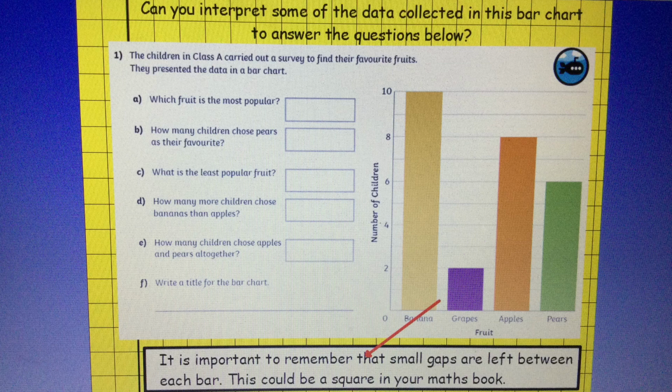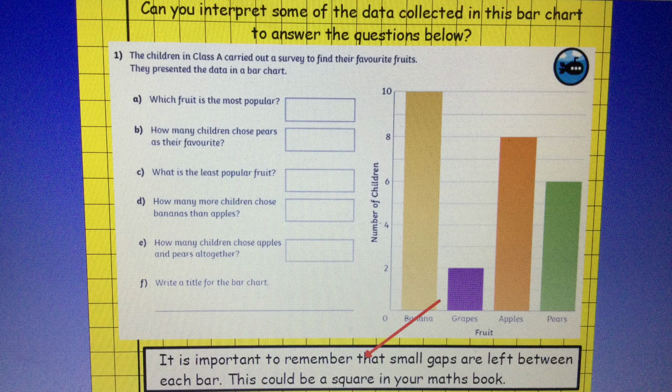Now we're going to have a look at this bar chart, and we are going to interpret some of the data that's been collected to answer the questions below. The children in Class A carried out a survey to find their favourite fruit, and they have represented the data in a bar chart. Question A. Which fruit is the most popular? Question B. How many children chose pears as their favourite?